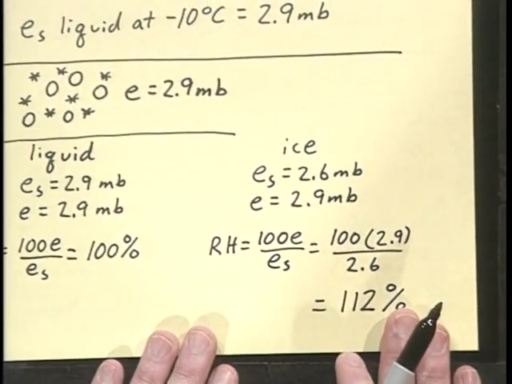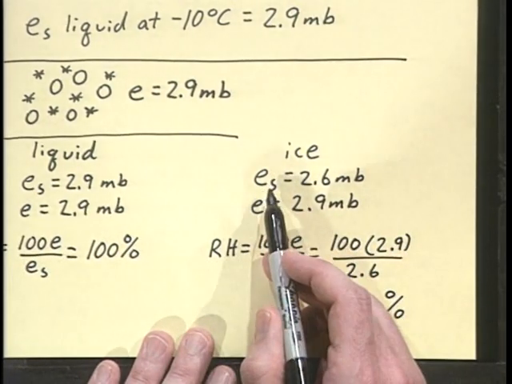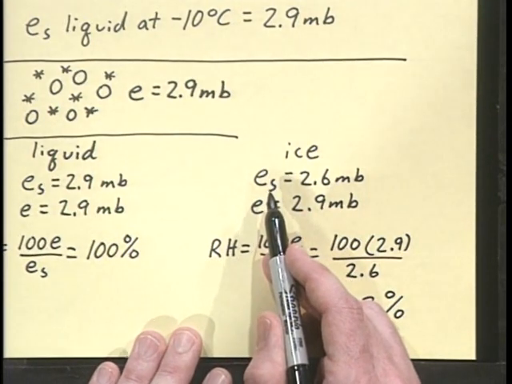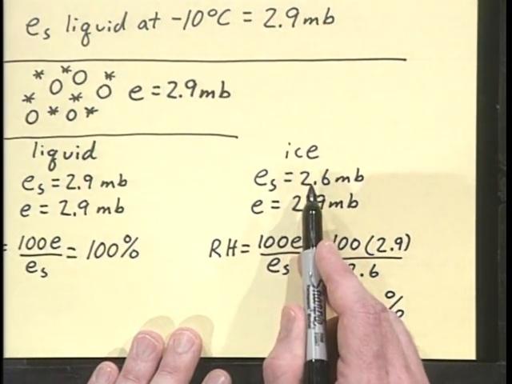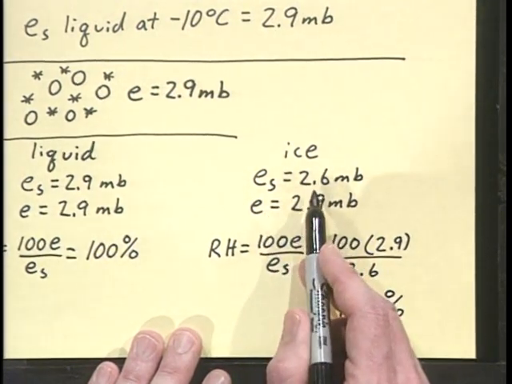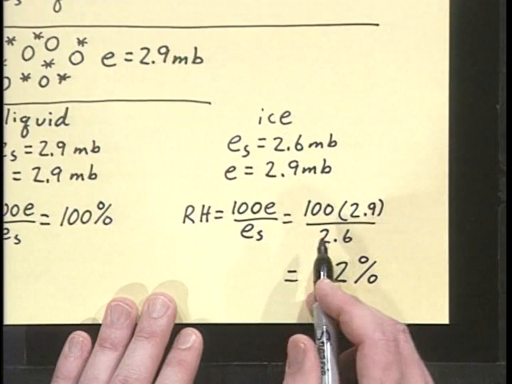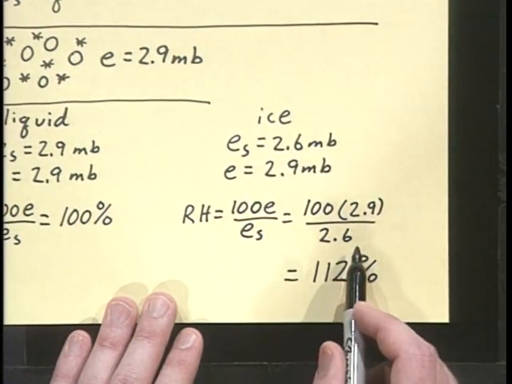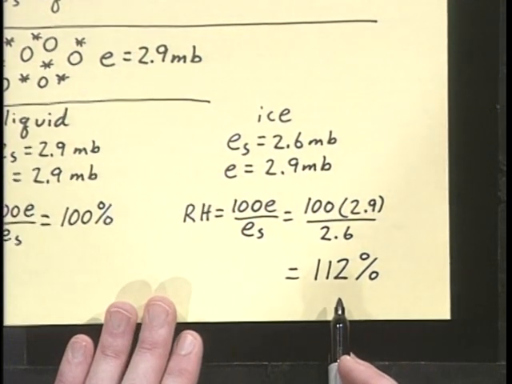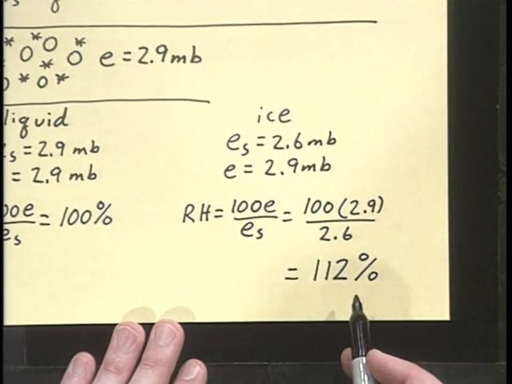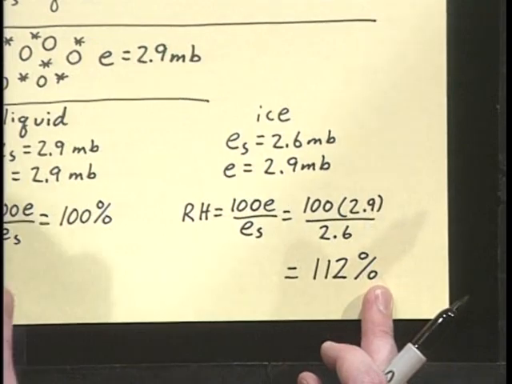But with the ice, we have a difference in the saturation vapor pressure. We end up with a different saturation vapor pressure because we use that different constant for L in the equation. So we ended up with only 2.6 millibars for the saturation vapor pressure. So when we find the relative humidity with respect to ice, it's 2.9 divided by 2.6 times 100, which gives a relative humidity of 112%. So with respect to ice, it's supersaturated, so the ice grows at the expense of the liquid.